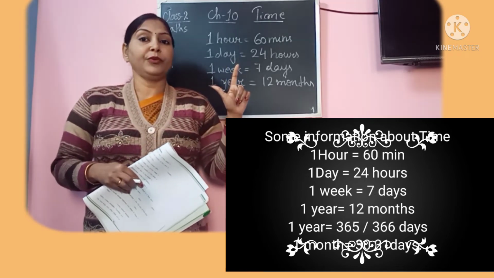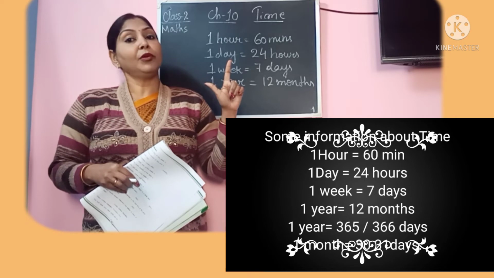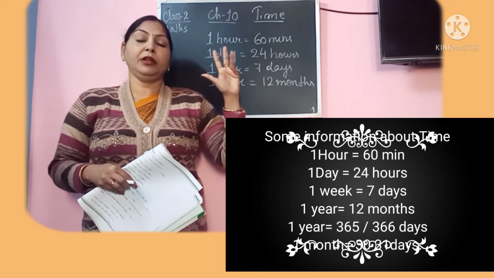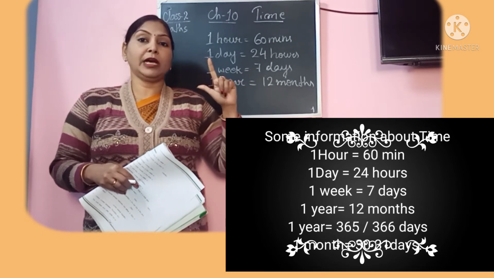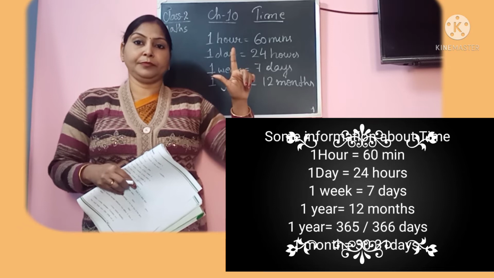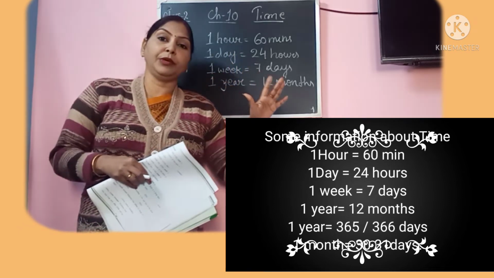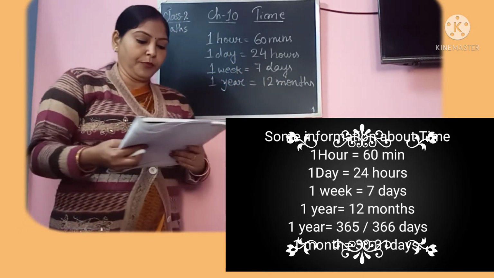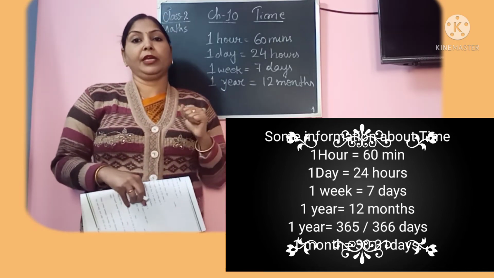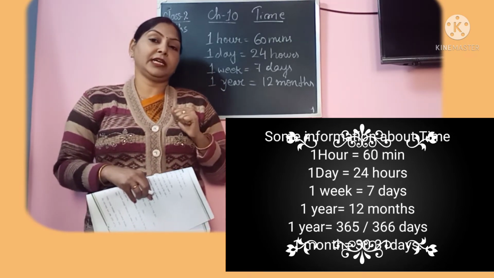So in a year we know there are 12 months and the names of the months are January, February, March, April, May, June, July, August, September, October, November, December. These are the 12 months. Okay. Now beyond this, in 1 month, listen carefully. In 1 month, how many days are there?